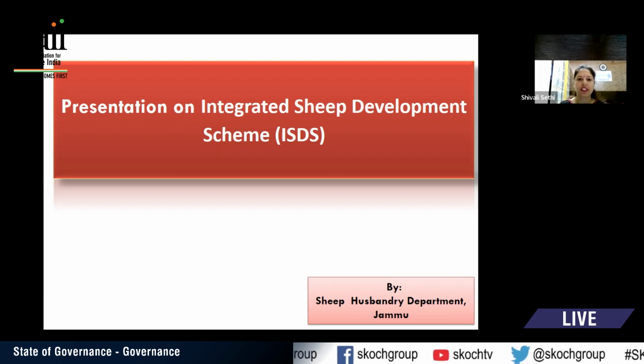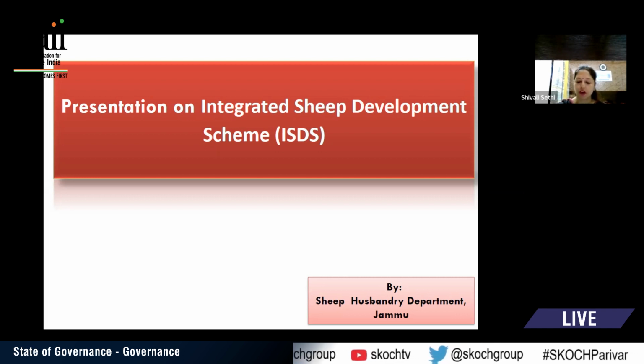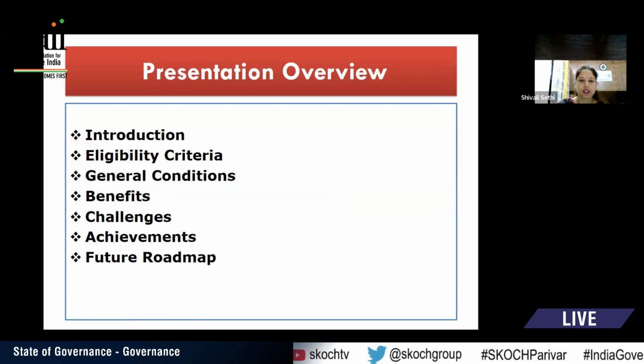Today's presentation is on the Integrated Sheep Development Scheme. It is basically an employment generating scheme which motivates the unemployed youth to come forward and avail the benefit of the scheme. This is the overview of the presentation.